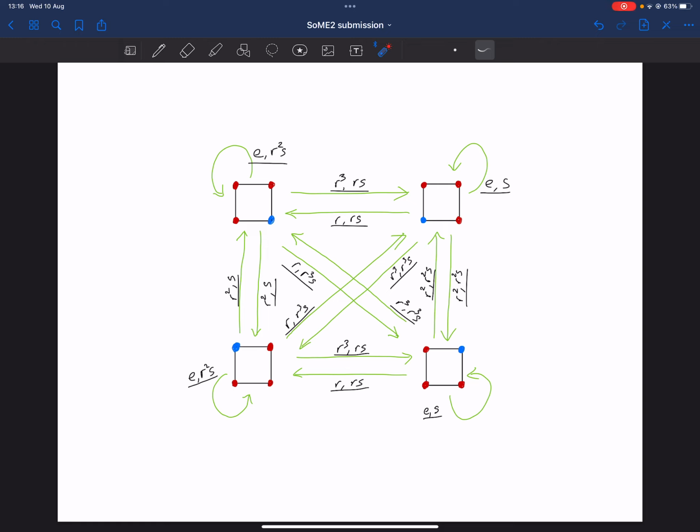And that certainly makes sense. If we reflect in this axis, then we would end up with the same colouring. But we can see there are three other green arrows leading out of this colouring. We have this one with the two permutations R cubed and RS. We have this one with R and R cubed S, and finally we have this one with R squared and S.